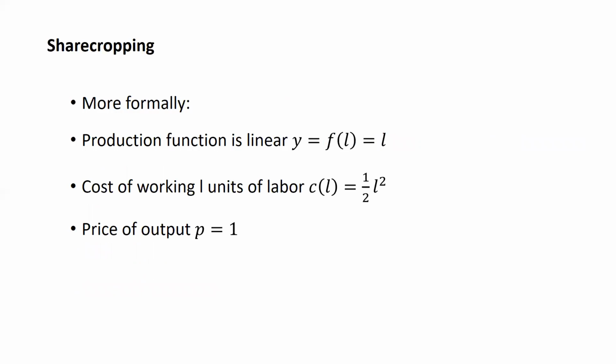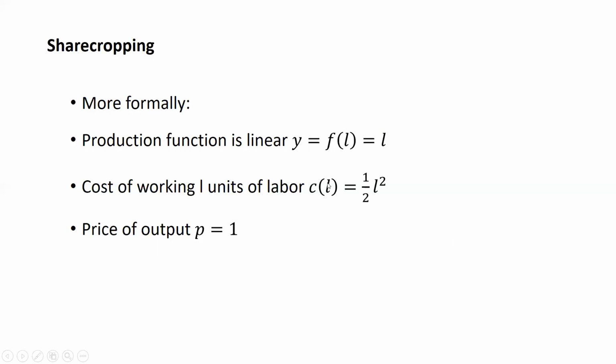And so we can try to capture these ideas with a simple formal model. We have a linear production function, so y is equal to a production function that depends on labor, and labor is simply linear, so y equals L is our production function. And we're assuming there's some cost of labor for the farmer. There's a cost of putting effort in the field, and we can summarize that cost as this function here.